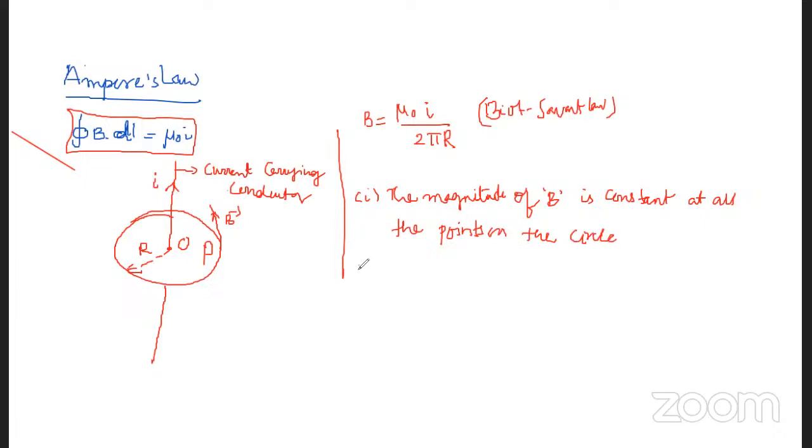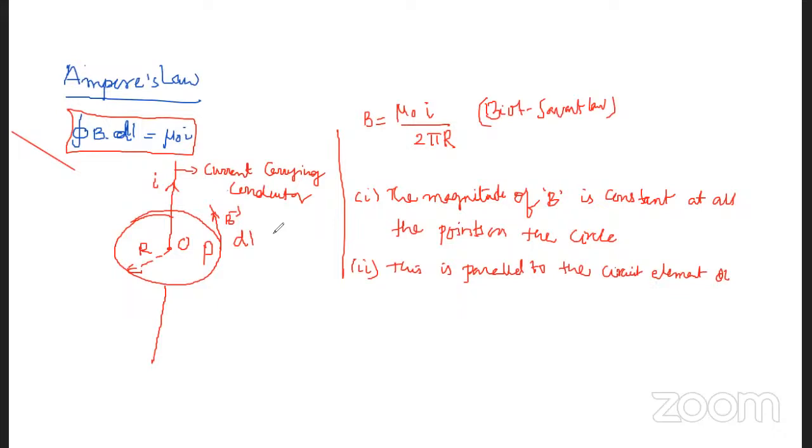This is one thing about B, and another point you have to remember is that B is parallel to the circuit element dl. So here we have a length dl. These 2 points you have to remember.